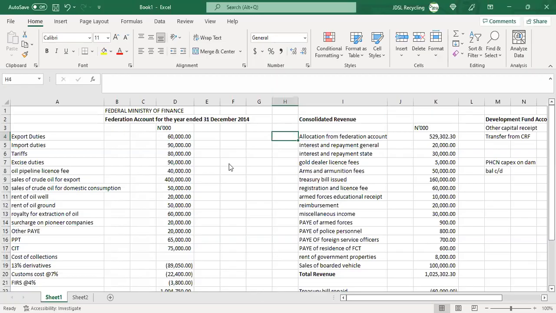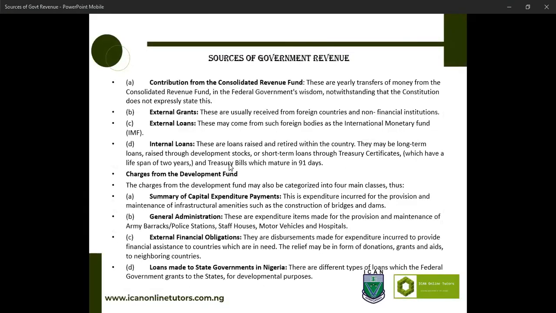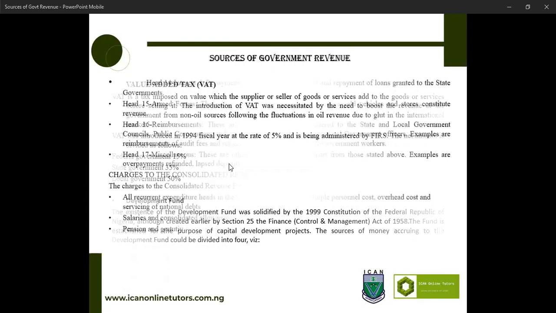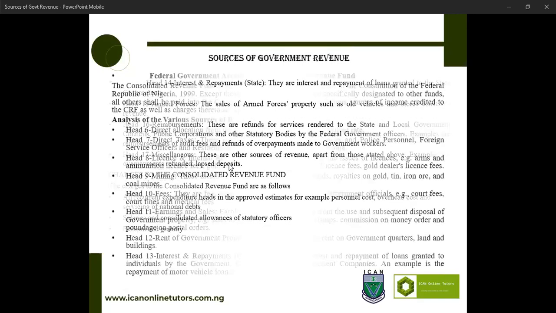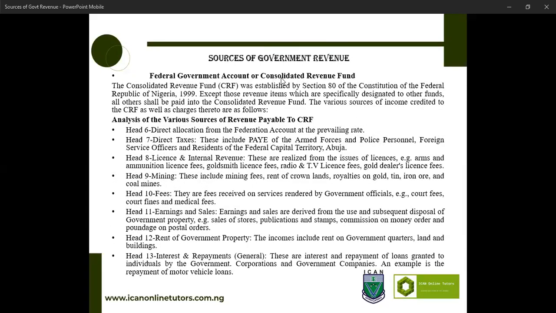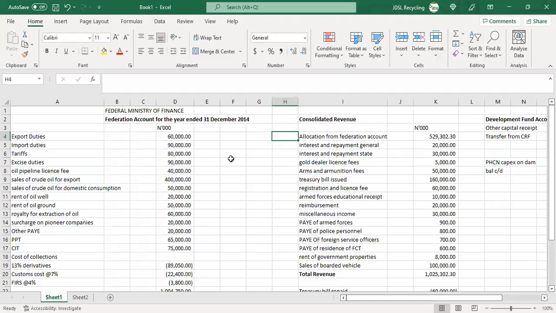Let me take us back to our sources of revenue. Federal government accounts or Consolidated Revenue Fund accounts receive direct allocation from the federation account at the prevailing rate. And that is what we brought to the Consolidated Revenue Fund account. Is that clear? Yes, sir. Yeah, please go back to your slide. I want to talk about this.